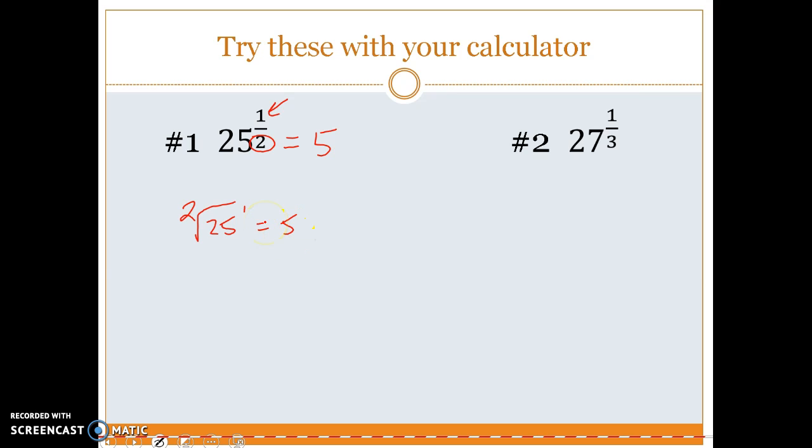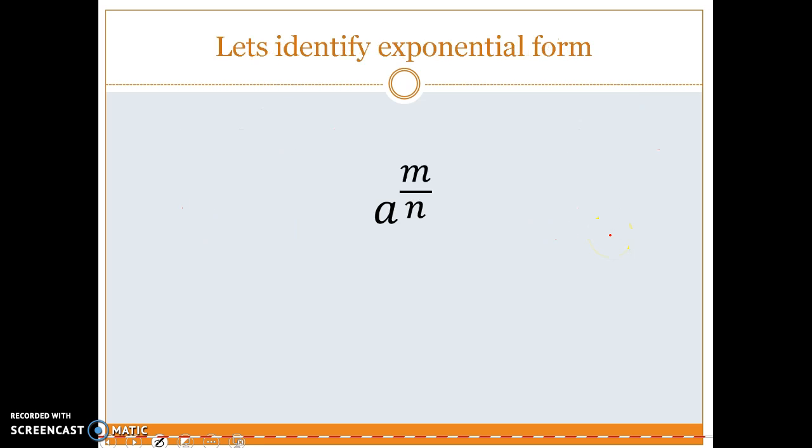Same thing, 27 to the 1/3 power, well, that's 3. That's because this is our exponent and this is our index. In other words, we could write this as the cube root of 27 to the 1st power. And 27 to the 1st power is 27, but then the cube root of 27 is 3.